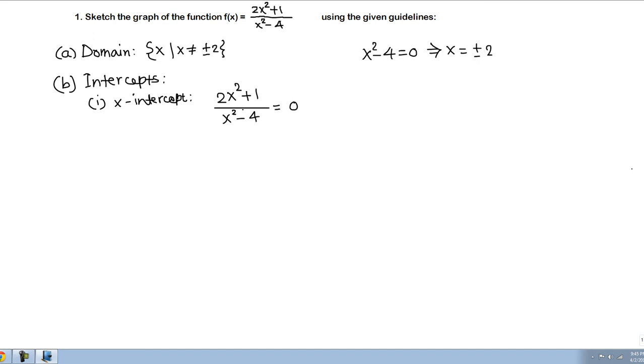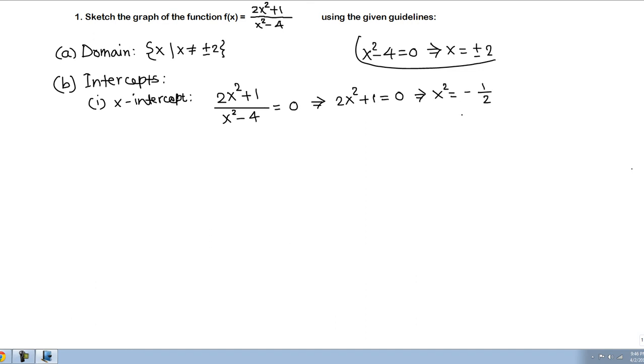Whenever we have a fraction equals 0, the bottom has no contribution, because we can always write 0 over 1 and cross multiply. That implies the top equals 0. 2x squared plus 1 equals 0. Let's solve this for x. Move 1 over, negative 1, divide by 2. That implies x squared equals negative 1 over 2.